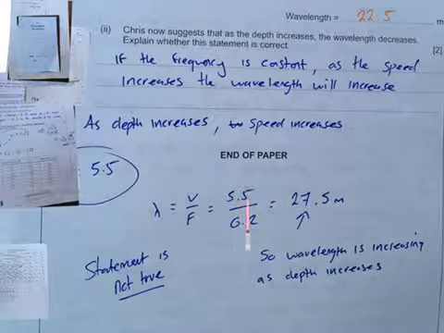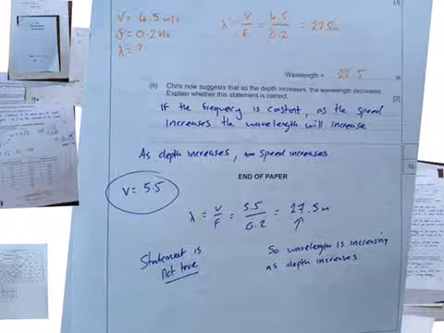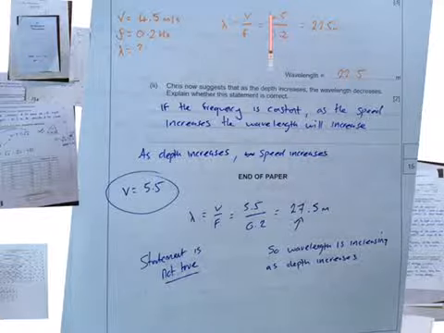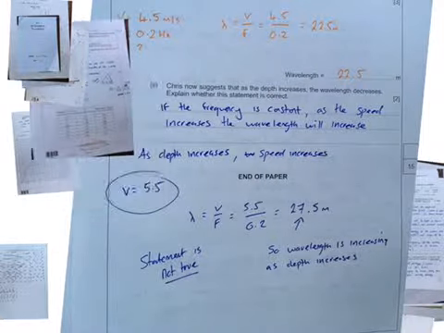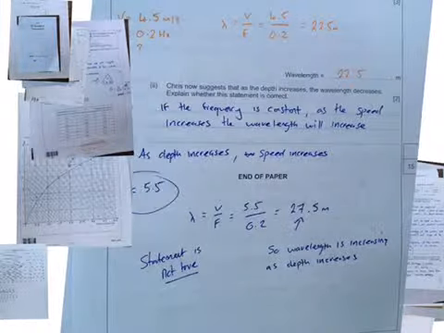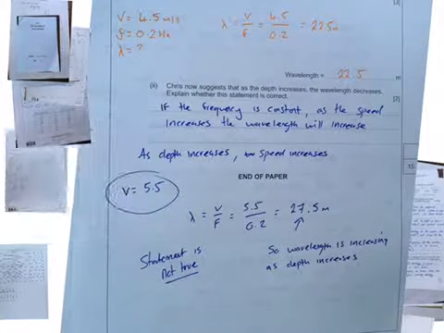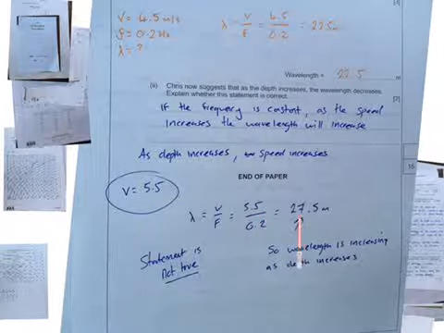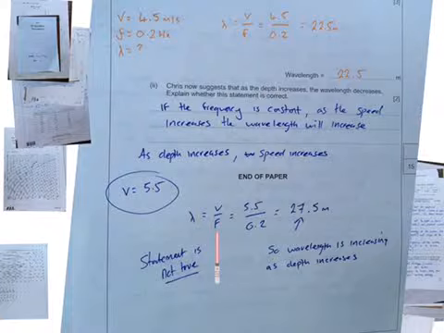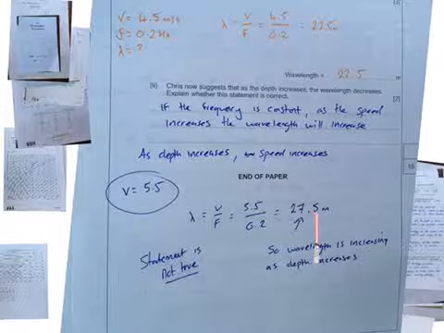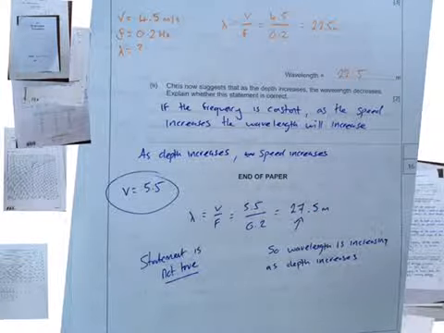So instead of using 4.5, which I did here, because that's what Chris is suggesting. He's suggesting if the depth increases, the wavelength decreases. Okay, so I'm going to chuck this up, because remember, depth is linked with your graph with your wave speed. I'm going to make the wave speed higher, and then the actual wavelength is longer, so the statement is not true. It says the wavelength decreases, well, actually it gets bigger. So wavelength is increasing as the depth increases.